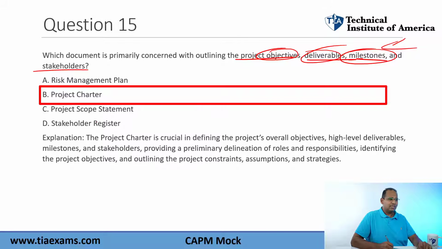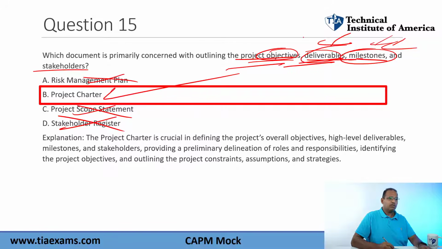First of all, it's not the stakeholder register. The stakeholder register doesn't have deliverables. It doesn't have project objectives. It does have stakeholders, though. The scope statement will have deliverables. It may have some high-level milestones. It's not going to have stakeholders, though. The risk management plan has none of these things.